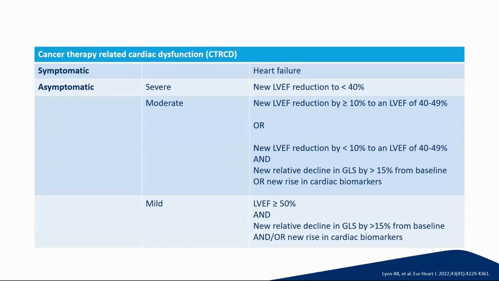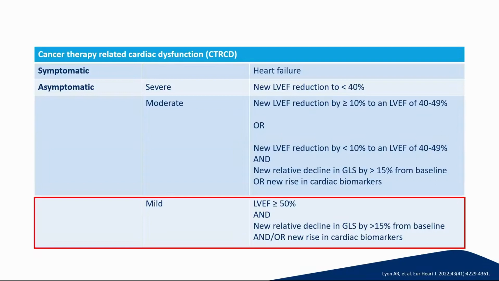So if we go back to our definition, this patient now falls under the mild category. So her EF is normal. She's got a relative decline of her GLS by more than 15%, which we calculated was about 16%. And she has some abnormal cardiac biomarkers. So where I was going to put her on this table, she would fall under the mild cancer therapy-related cardiac dysfunction group. And it's these kind of patients that, again, you're not quite sure what to do.